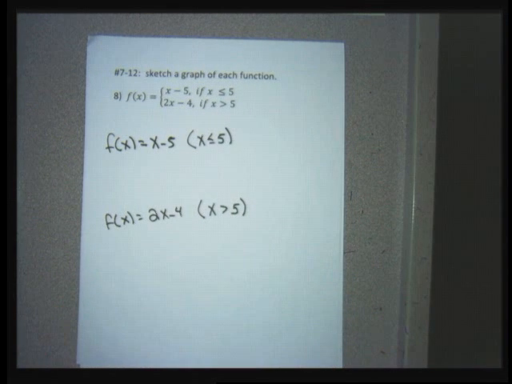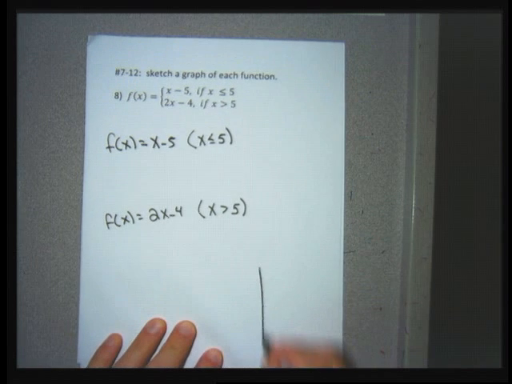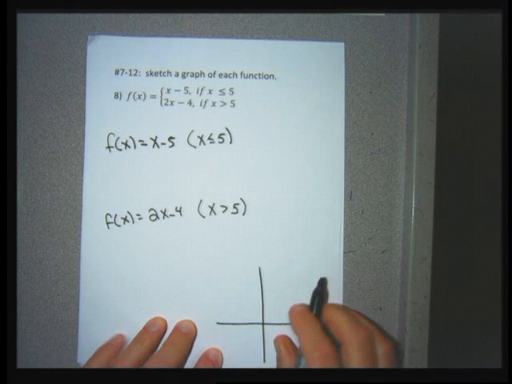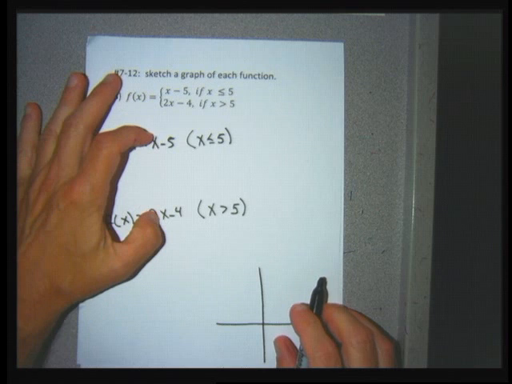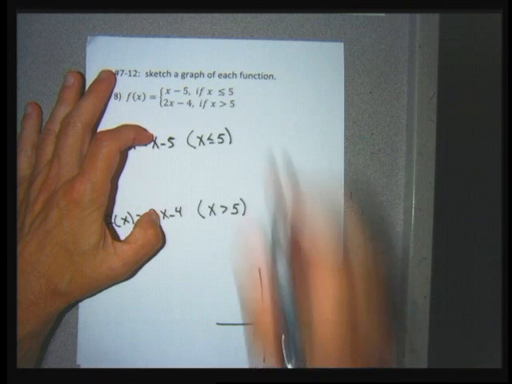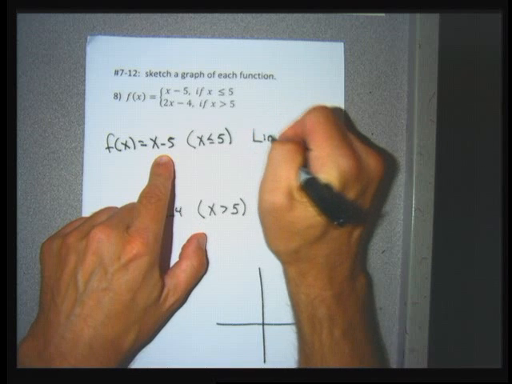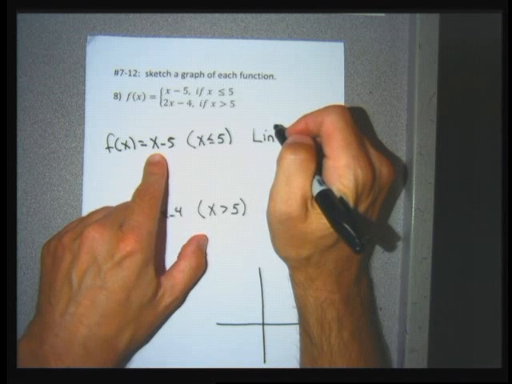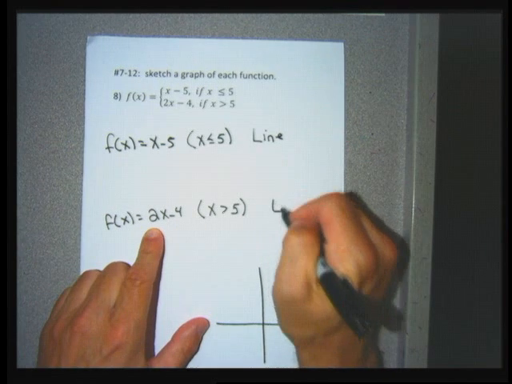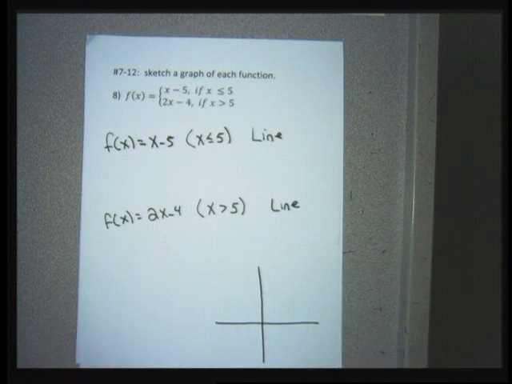When I do these graphs, I first look at the pieces and decide what shapes they are. Each of these pieces is going to graph to be a line. These pieces don't have squares, and my graph is going to be a straight line if I'm graphing x minus 5, as well as if I'm graphing 2x minus 4. There are many ways to graph lines, but in piecewise functions, the way that makes sense is to plot points that you're allowed to plot.